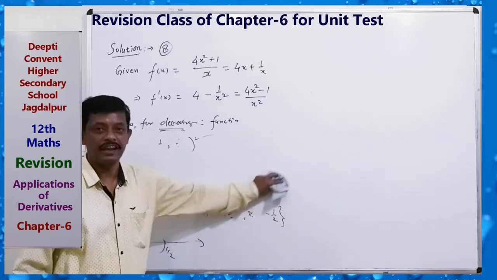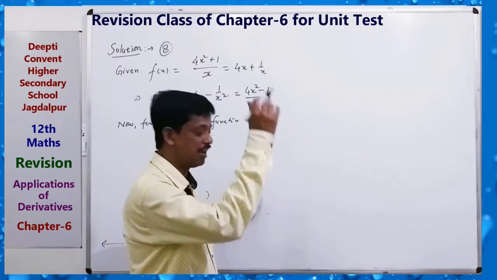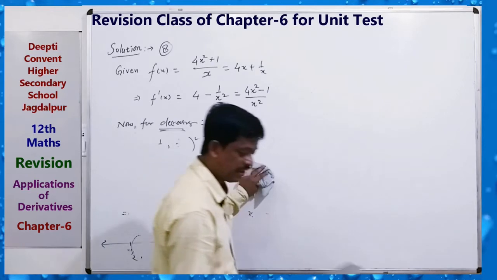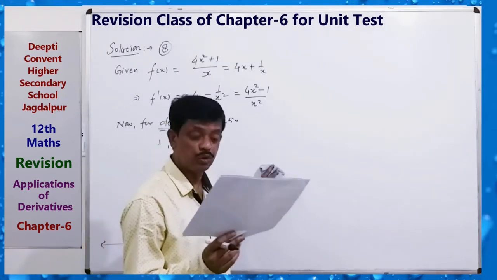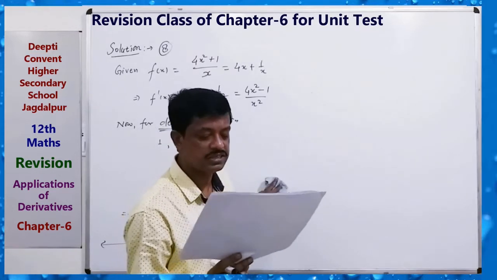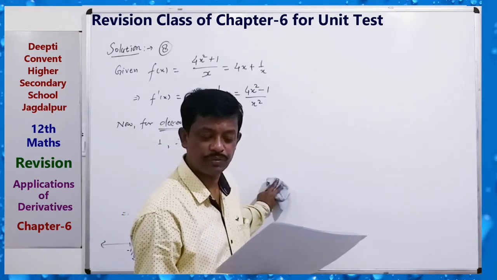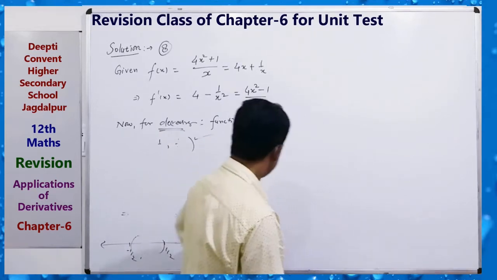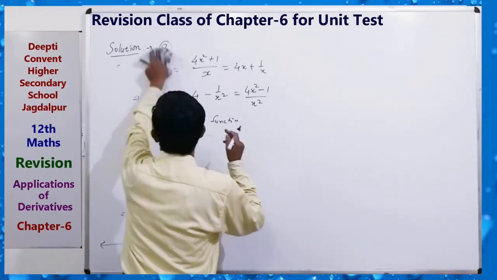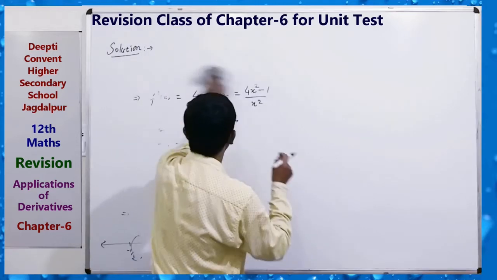Okay, question 8. Now take question 9. What is 9? Here also find the intervals in which the function f(x) equals sin x plus cos x on 0 to 2 pi is strictly increasing or strictly decreasing. Here we have to find the intervals. So take question 9.